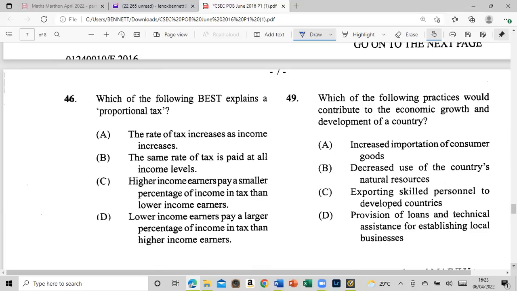Which of the following best explains a proportional tax? A, rate of tax increases as income increases. B, the same rate of tax is paid at all income levels. C, higher income earners pay a smaller percentage of income tax than lower income earners. Or is it D, lower income earners pay a larger percentage of income tax than higher income earners? So that would be B, the same rate of tax is paid at all income levels. So it's proportional, right across the board.